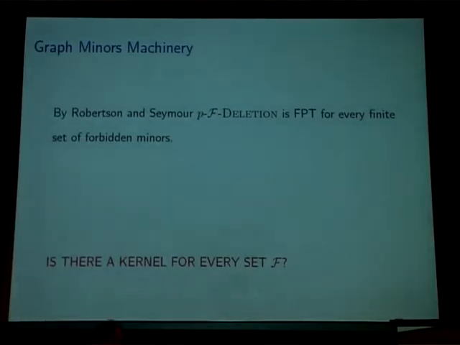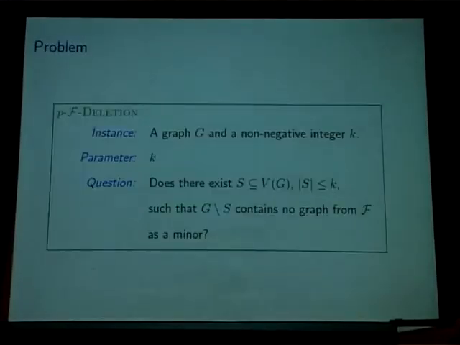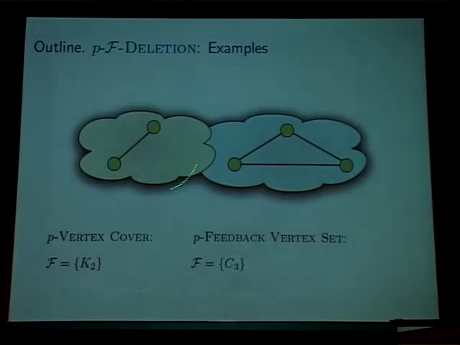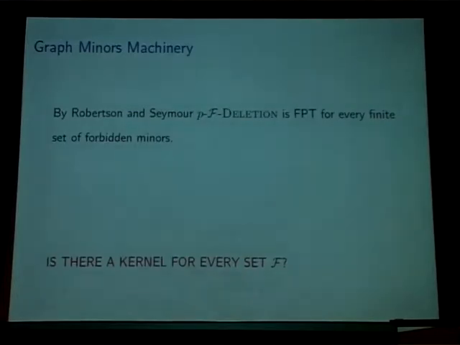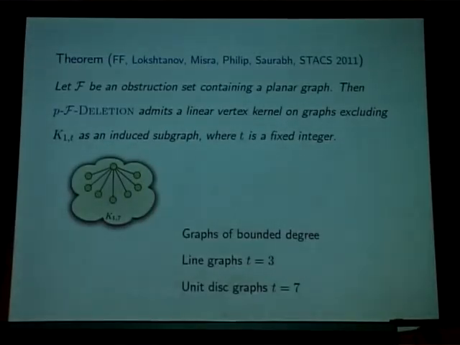So yes, all of these problems have a kernel. But also, I started the talk by giving examples that there is a polynomial kernel for vertex cover and for feedback vertex set. So the natural question is: is there a polynomial kernel for every set F? This is still an open question, but what we are able to prove is the following result.